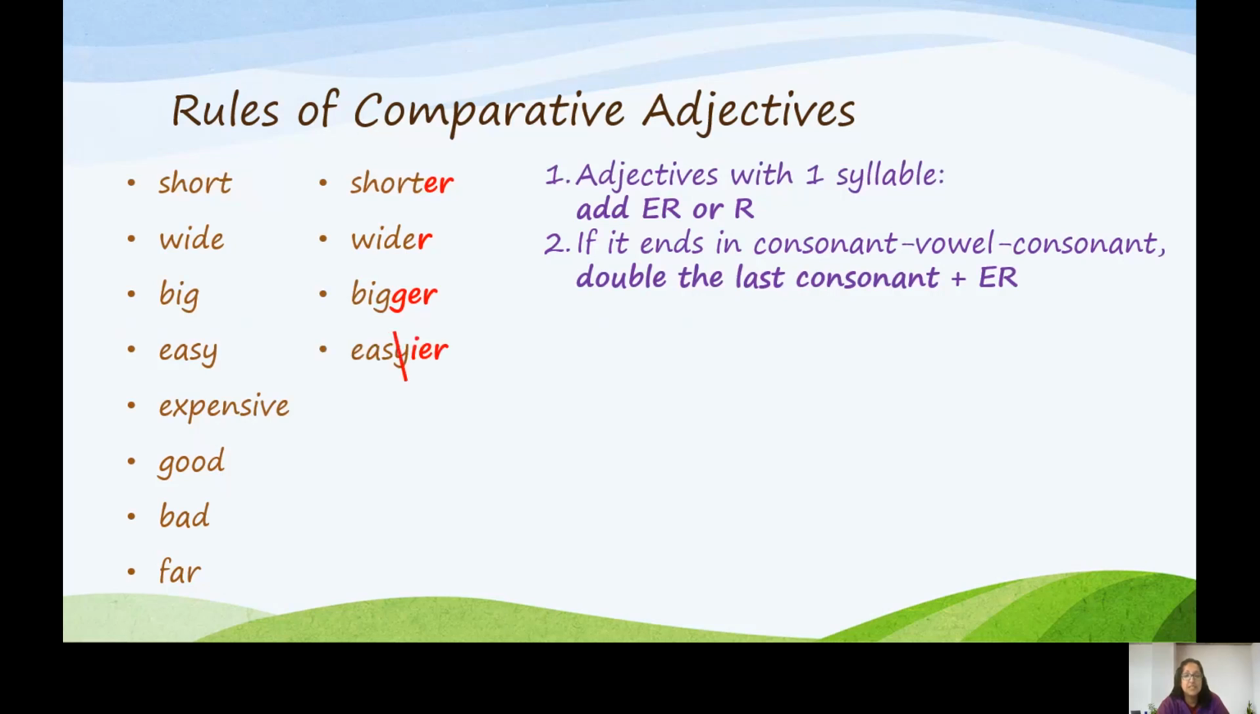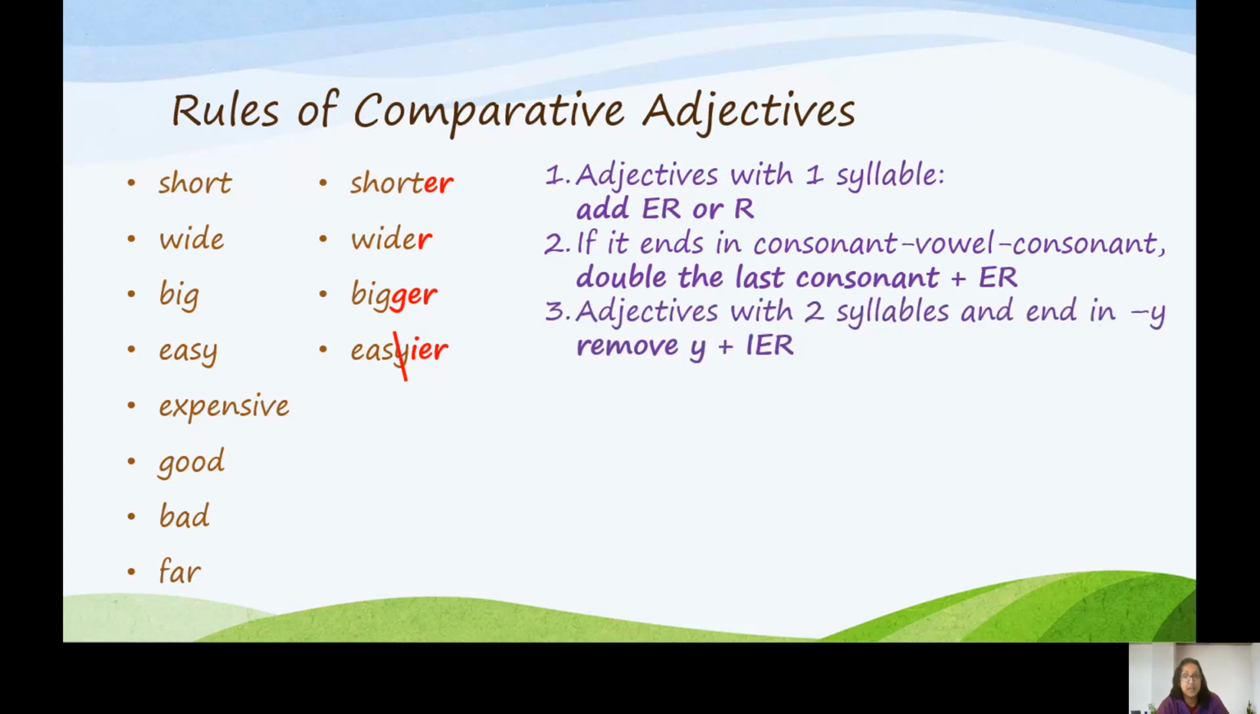Easy becomes easier. Here we have a two-syllable adjective that ends in y. Easy. We take off the y and add ier.